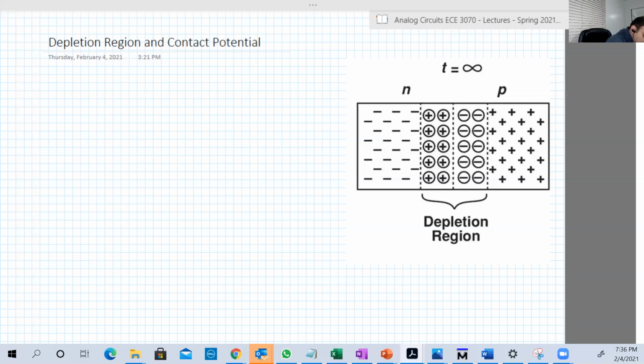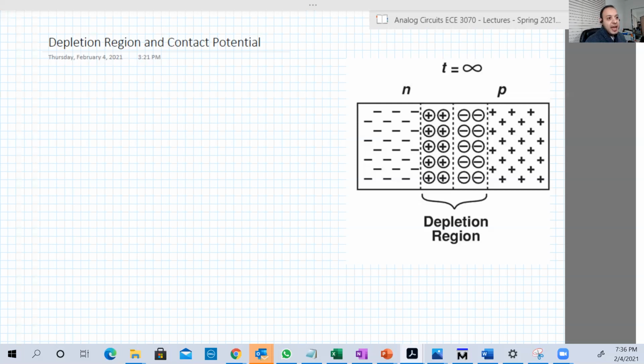So we will end up at equilibrium with equal drift current and diffusion current that cancel each other. At that time, which should be at infinity, this is called the equilibrium, because you have two quantities that equalize each other.